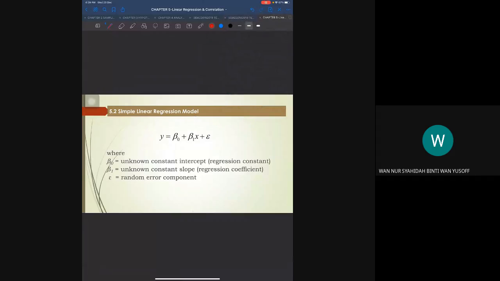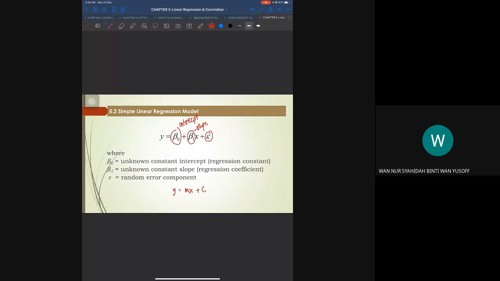Okay, so this is a general model for the simple linear regression. It is similar to what we discussed in secondary school, y = mx + c. Similar idea. So beta node here is your intercept, beta 1 here is your slope, and epsilon is the random error.